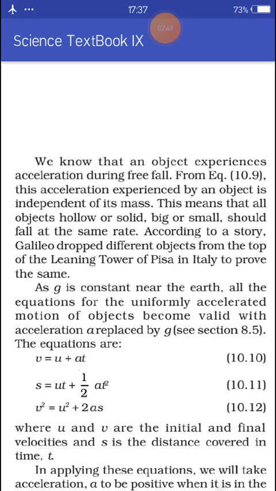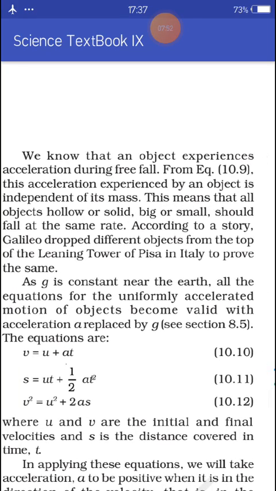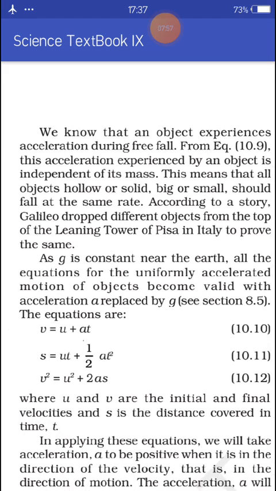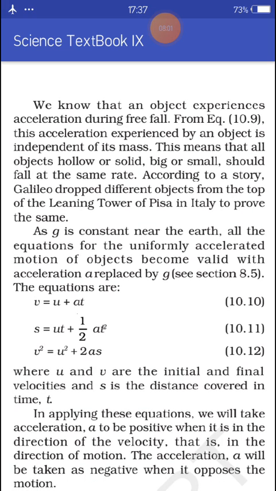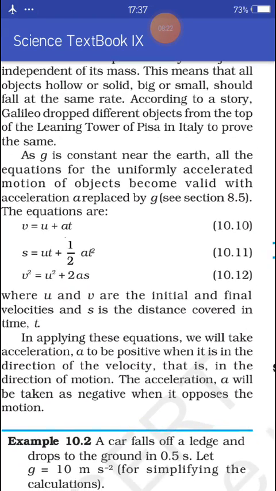We know that an object experiences acceleration during free fall. From the equations, the acceleration experienced by an object is independent of its mass. This means that all objects, hollow or solid, big or small, should fall at the same rate. According to a story, Galileo dropped different objects from the top of the Leaning Tower of Pisa in Italy to prove the same.